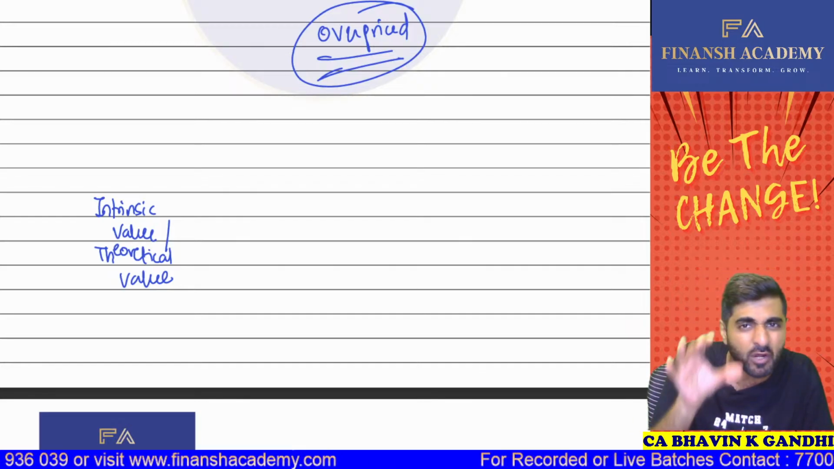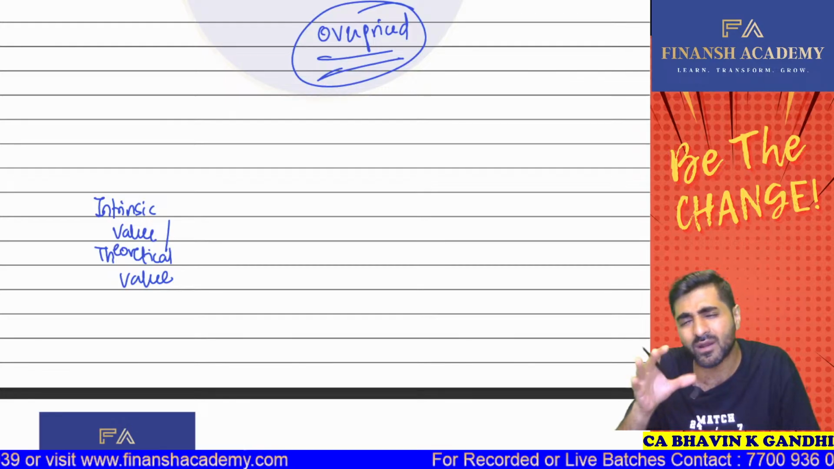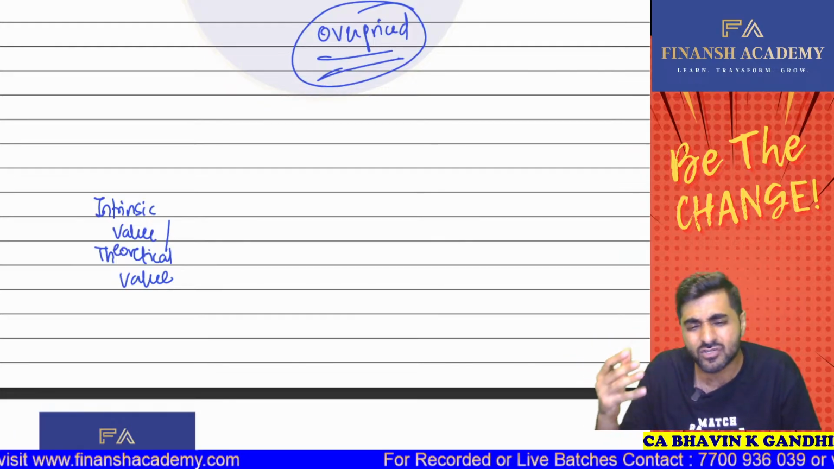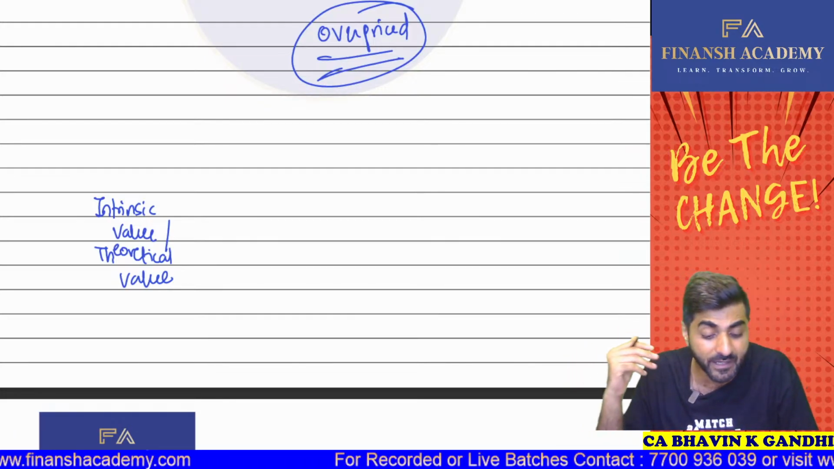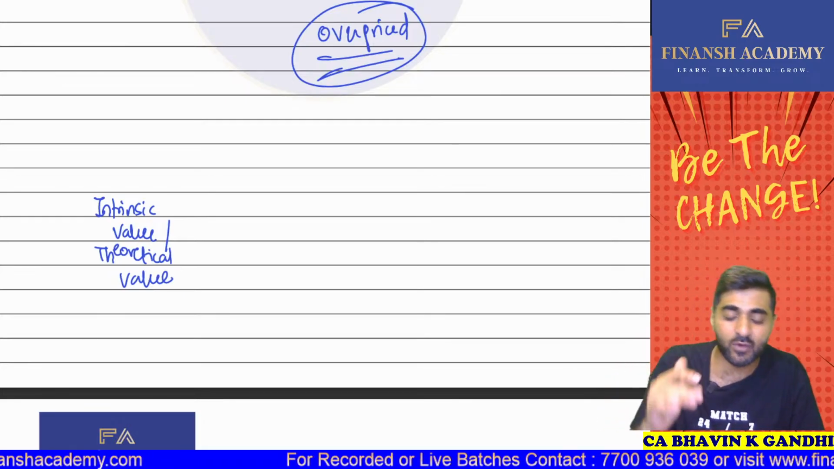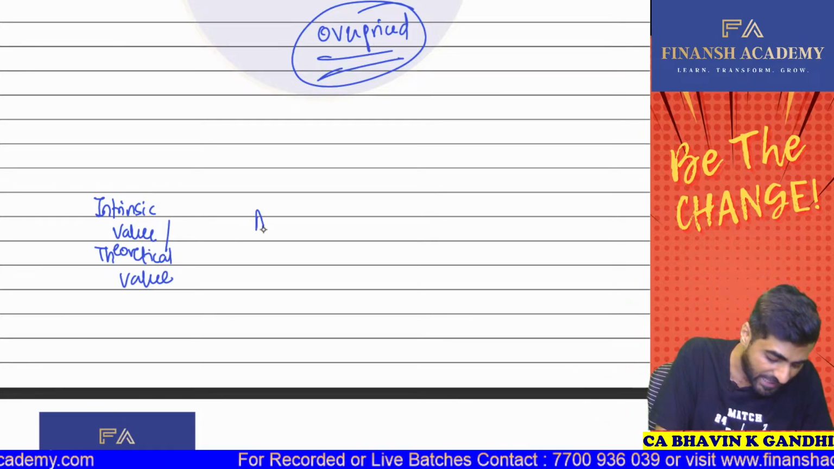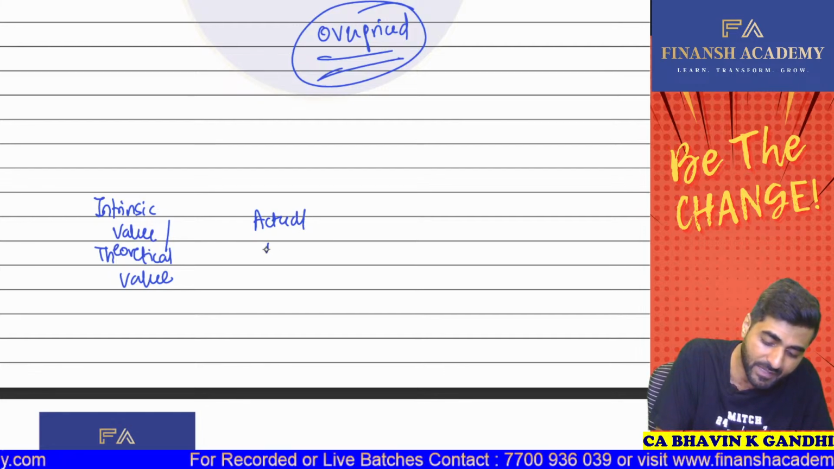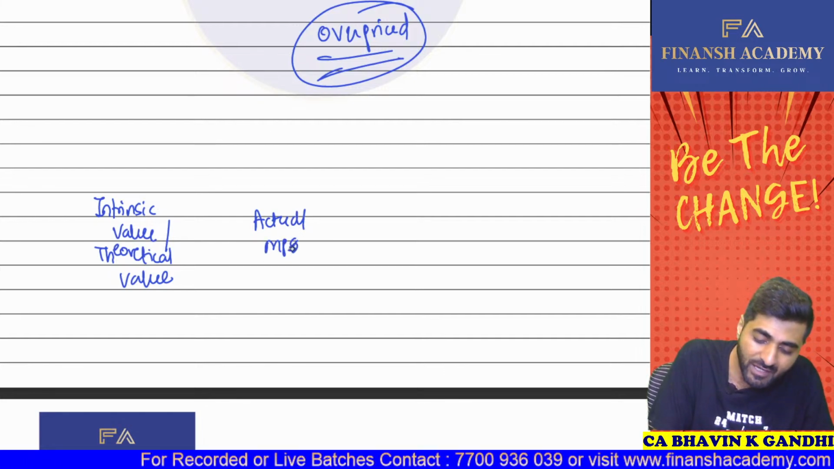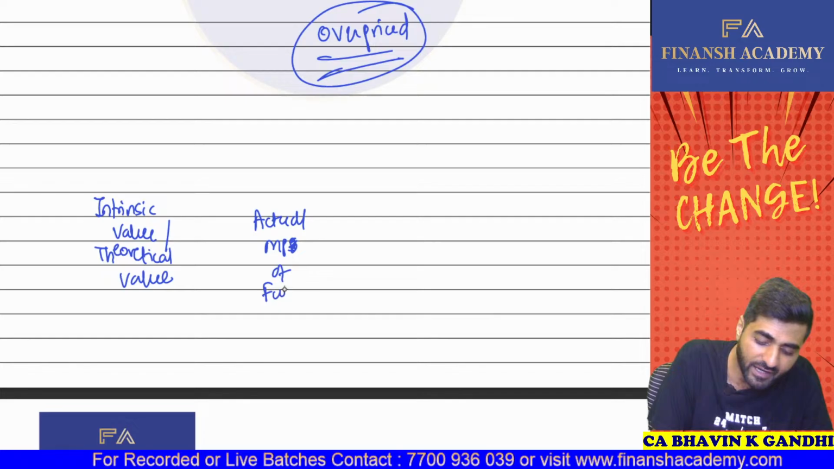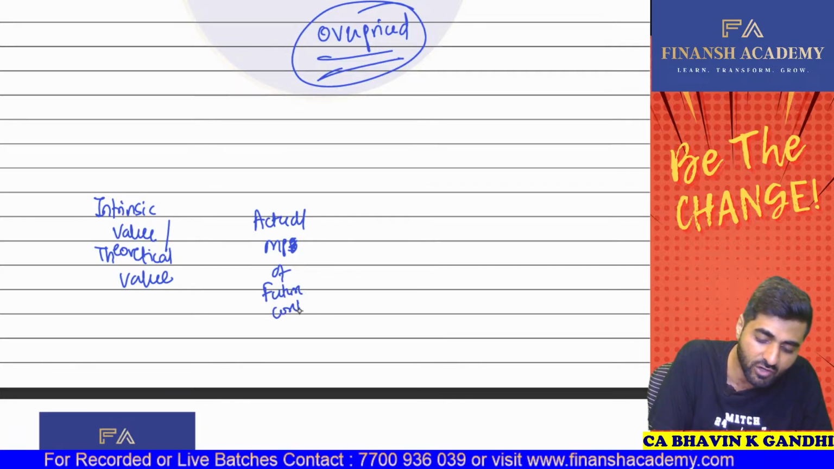You use this formula, right? F is equal to spot into (1 plus i) raised to the power n, and based on that you calculate whatever the future price is. Once you get the future price, what do you do with it? We compare that with your actual market price of the future contract.